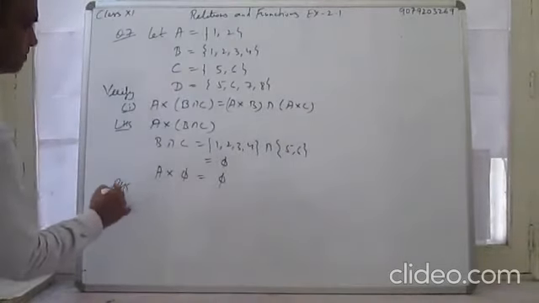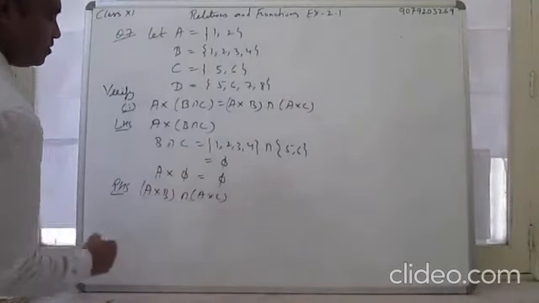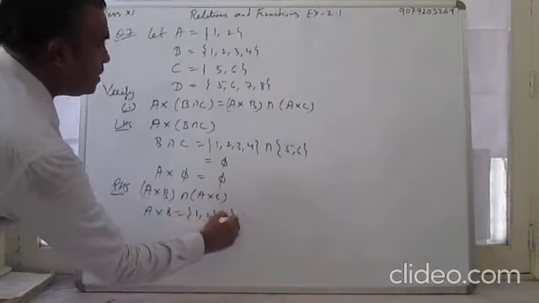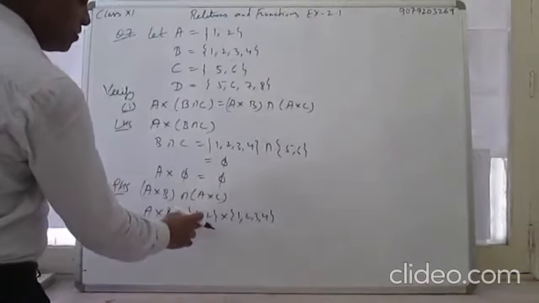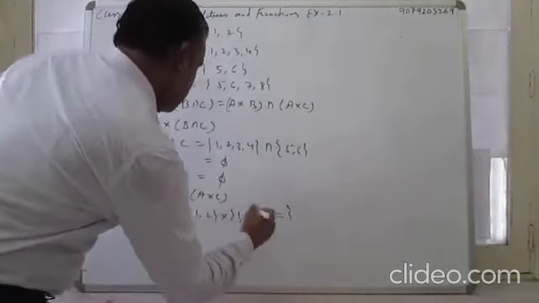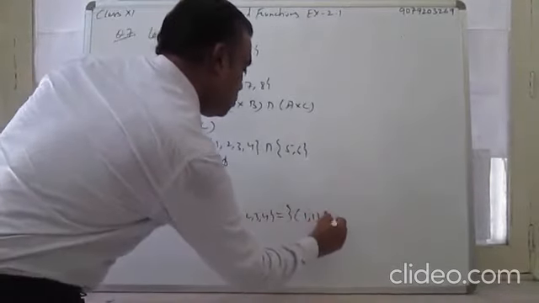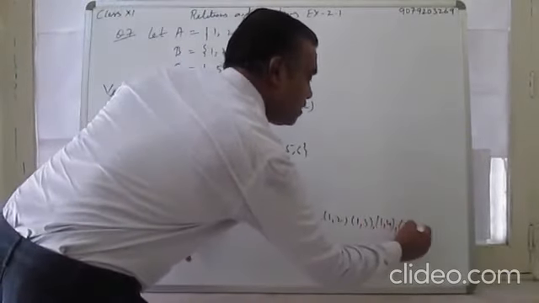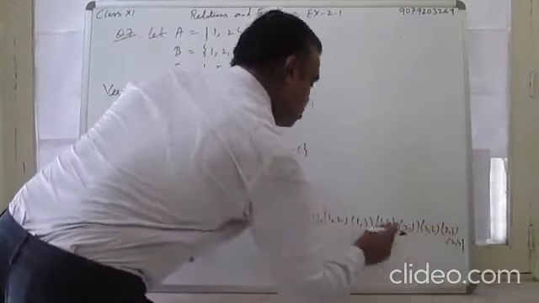Now the right hand side, (A cross B) intersection (A cross C). First we find A cross B. What is A? {1, 2}, cross B {1, 2, 3, 4}. So how many ordered pairs in A cross B? 2 in this, 4 in this, so 8. You can write A cross B: taking the first element 1, we get (1,1), (1,2), (1,3), (1,4), then (2,1), (2,2), (2,3), (2,4). This is A cross B.